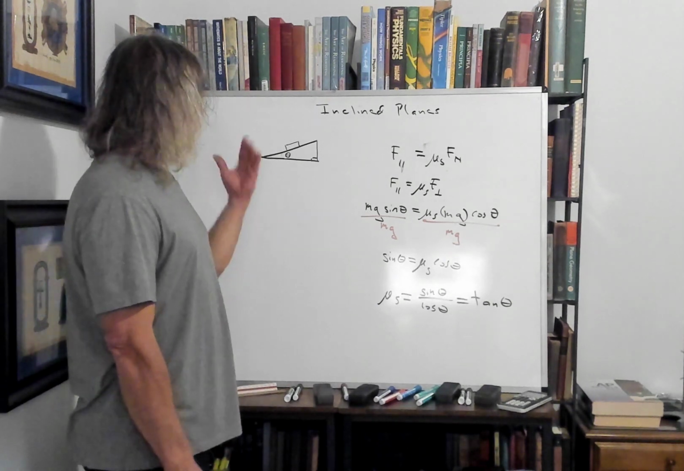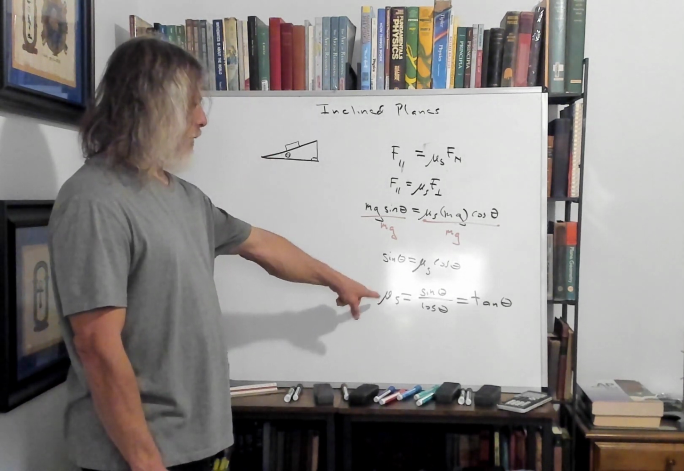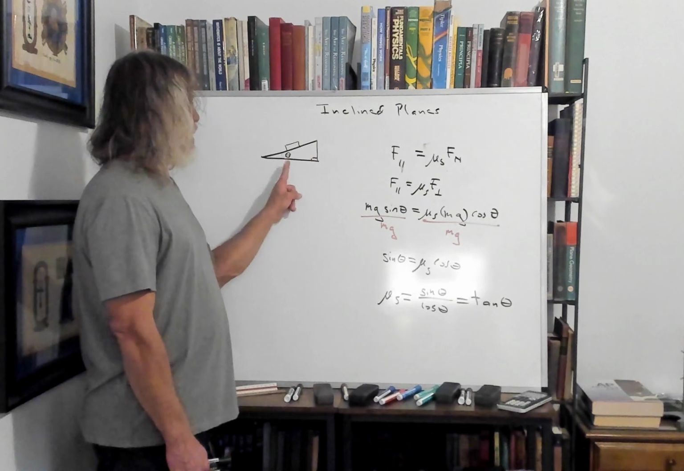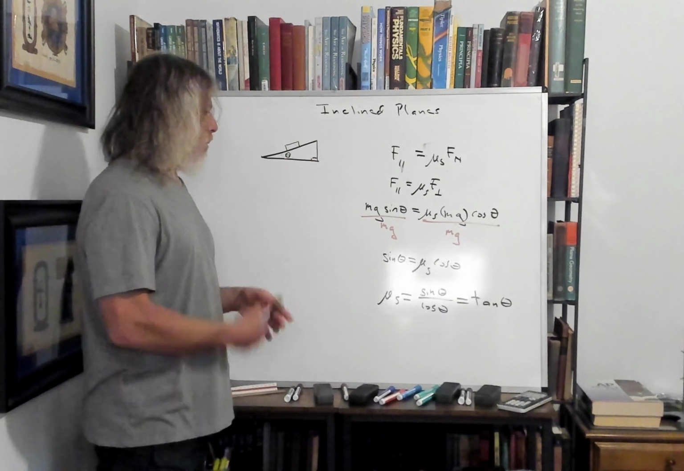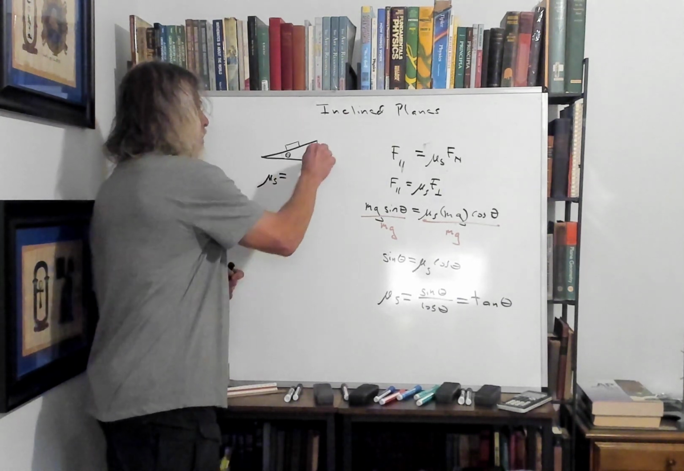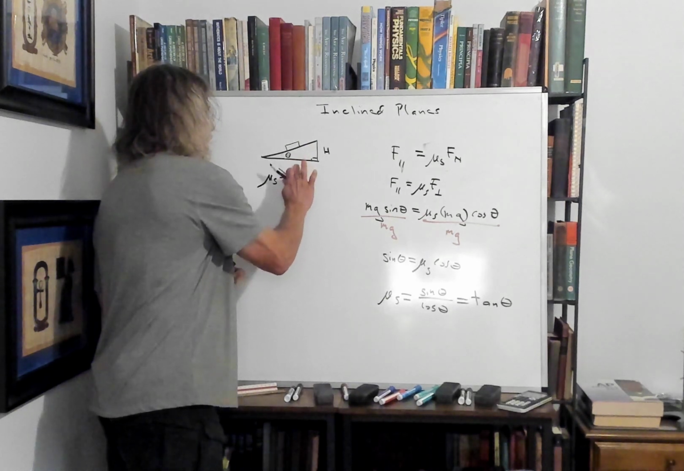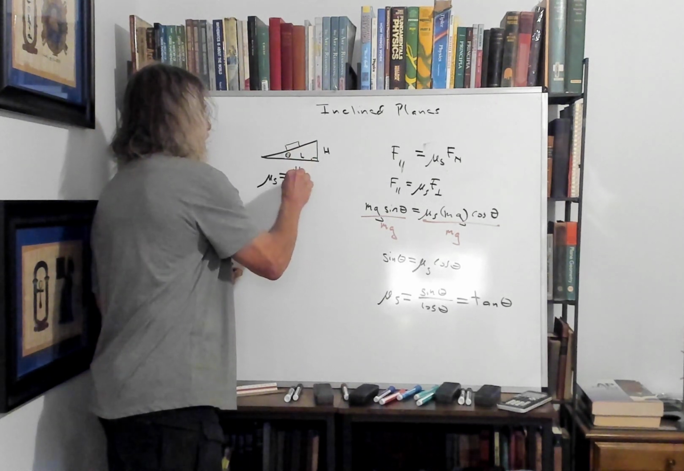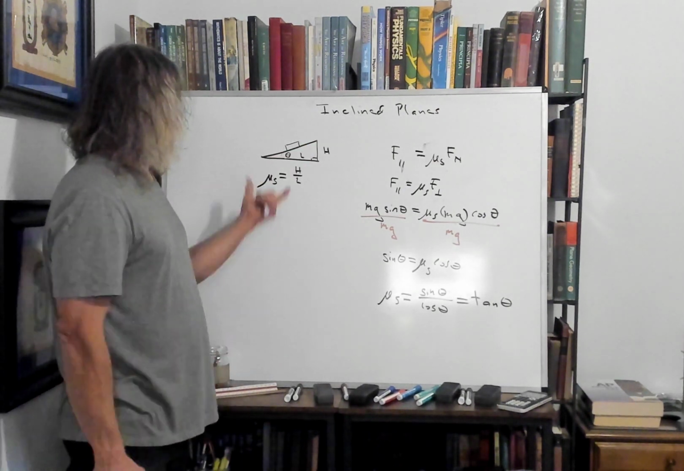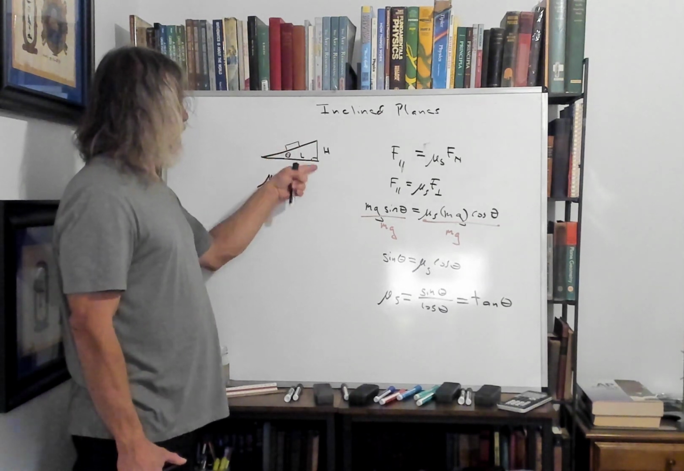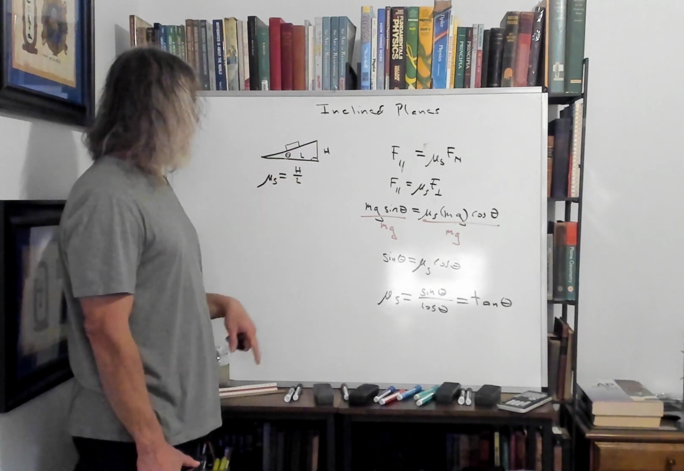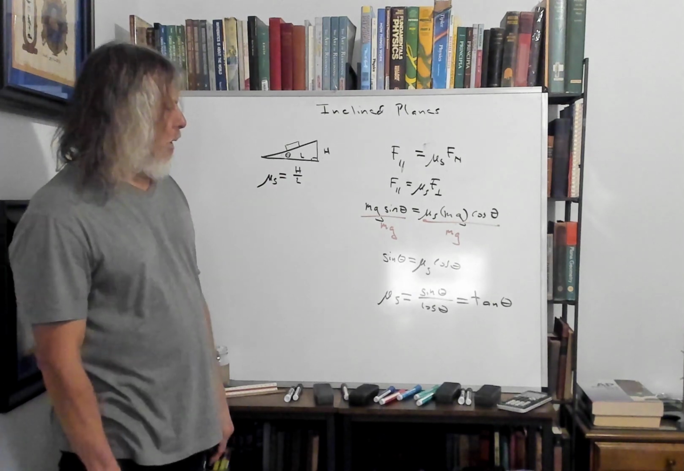So in this context, we can get the coefficient of static friction by doing the tangent of theta, but notice the tangent is opposite over adjacent. So the coefficient of static friction is also height over length. The length from here to this, it's like the base of the triangle. Height of the triangle, base of the triangle, think of it that way. This ratio will give you the coefficient of static friction.